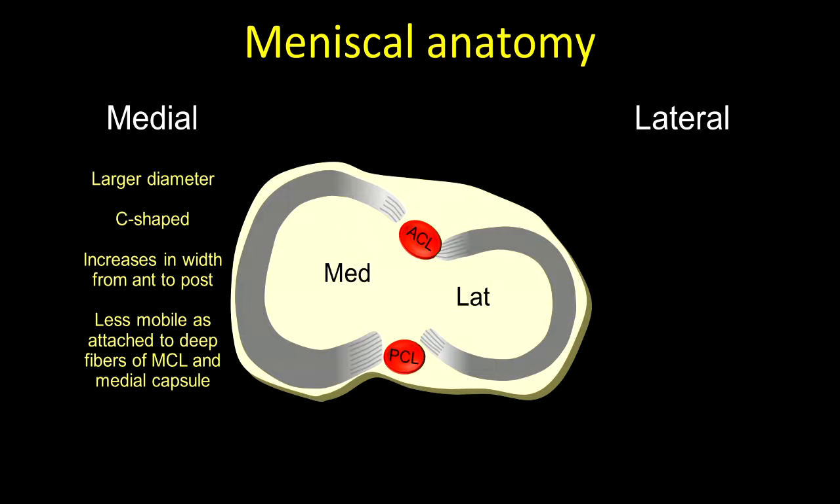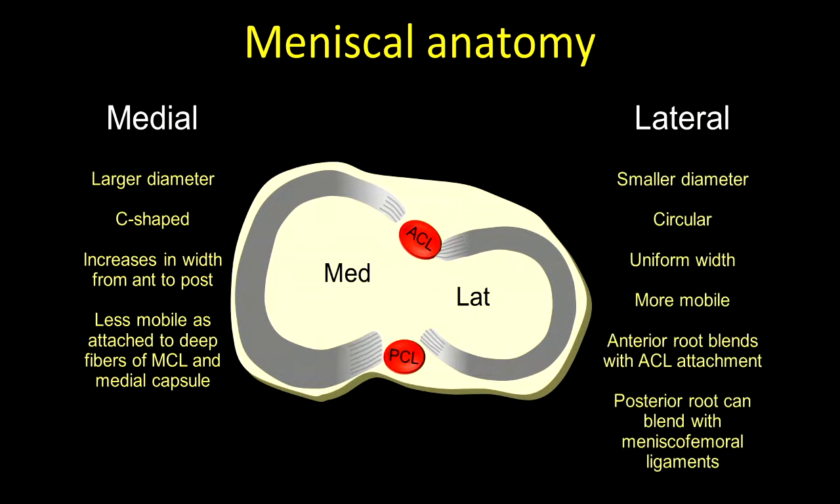It is also less mobile than the lateral meniscus, as it's attached to the deep fibers of the medial collateral ligament as well as the medial capsule. The lateral meniscus is of smaller diameter and is circular in shape. It has a uniform width from anterior to posterior and is more mobile. The anterior root blends closely with the distal fibers of the ACL, and the posterior root can blend with the anterior and posterior meniscofemoral ligaments.